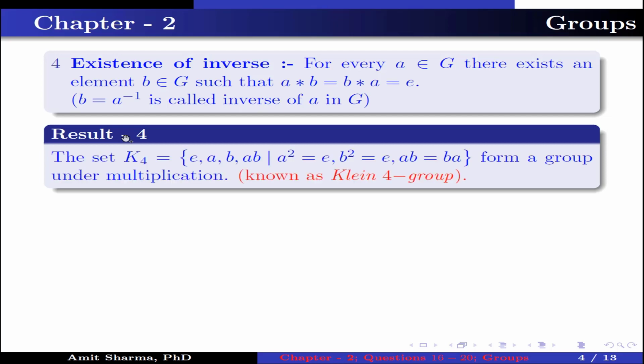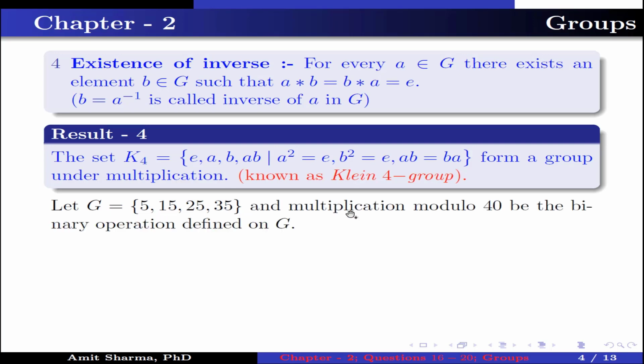Result number 4. The set K4 containing the elements e, a, b, ab such that a squared equal to identity, b squared equal to identity, ab equal to ba, forms a group under multiplication known as the Klein 4 group. Let G containing the elements 5, 15, 25 and 35, and multiplication modulo 40 be the binary operation defined on G.